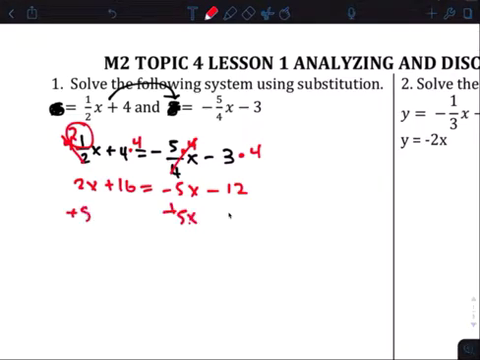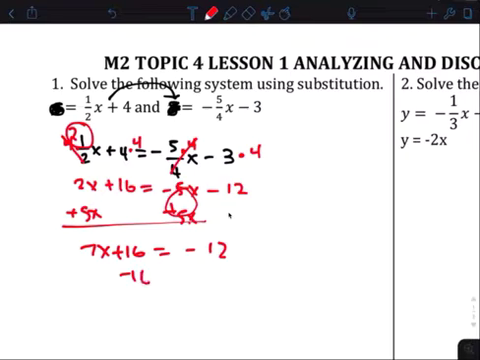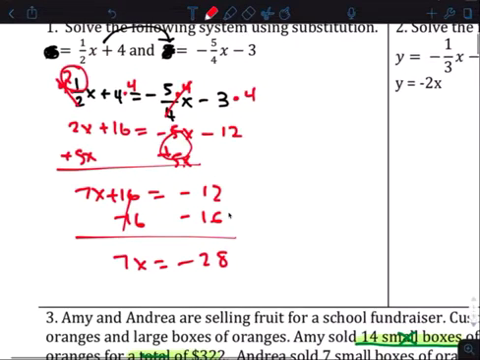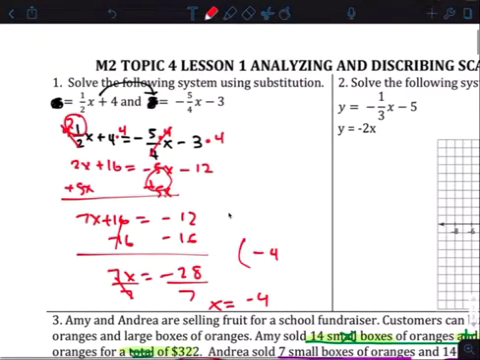So add 5x to both sides: 7x plus 16 equals negative 12. Minus 16 on both sides, 7x equals negative 28. Then divide by 7, x equals negative 4. So your solution is negative 4, and which equation would you use? You'd use y equals 1/2 x plus 4.